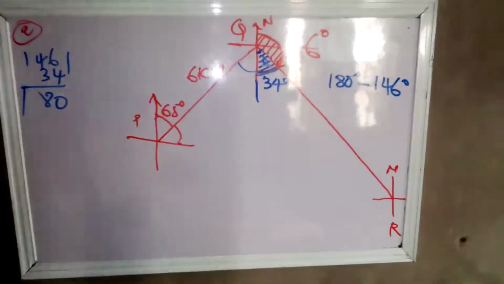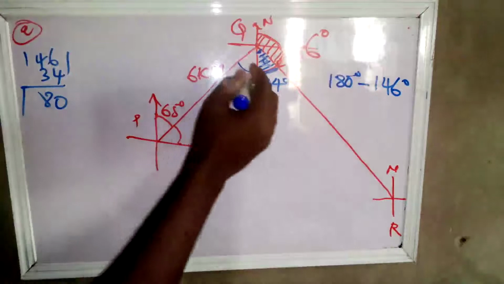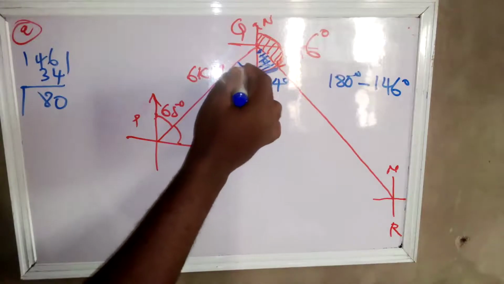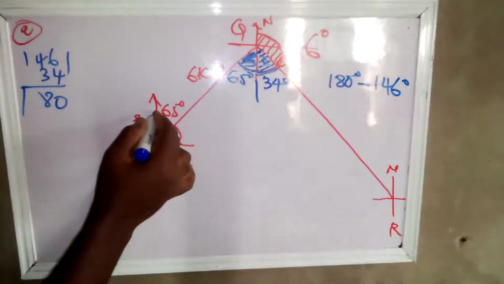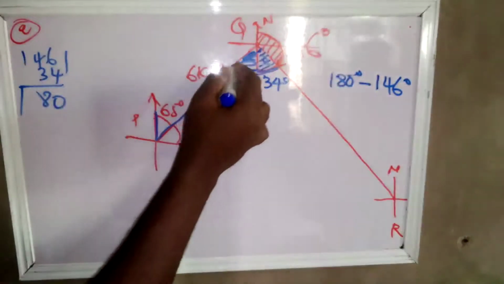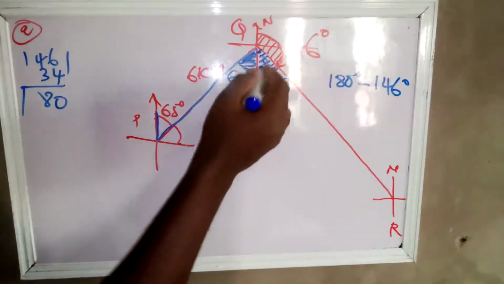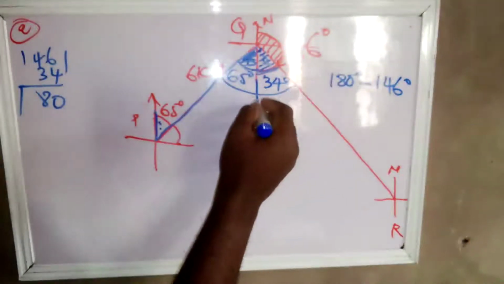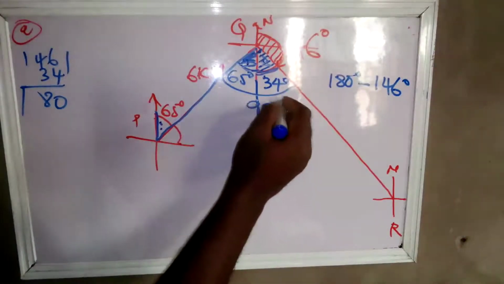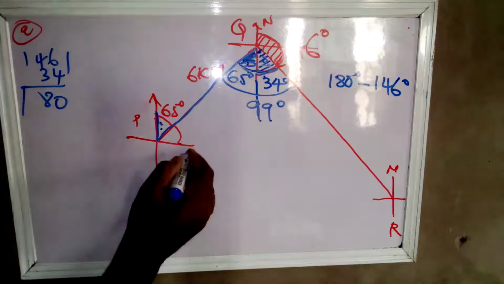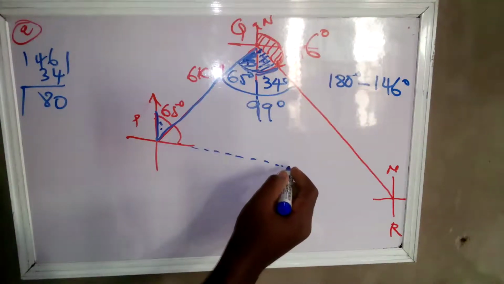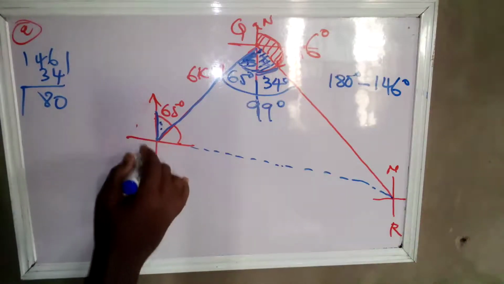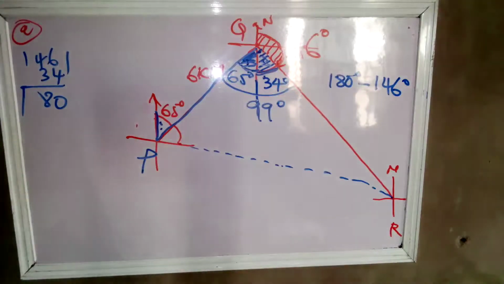Now, this place will be 65 degrees, alternate angles. If this is 65, this place too will be 65. Alternate angles, you can see it. So you add 65 to 34, you have 99 degrees. Then you join this one, so you can now look for PR that we are asked to look for.